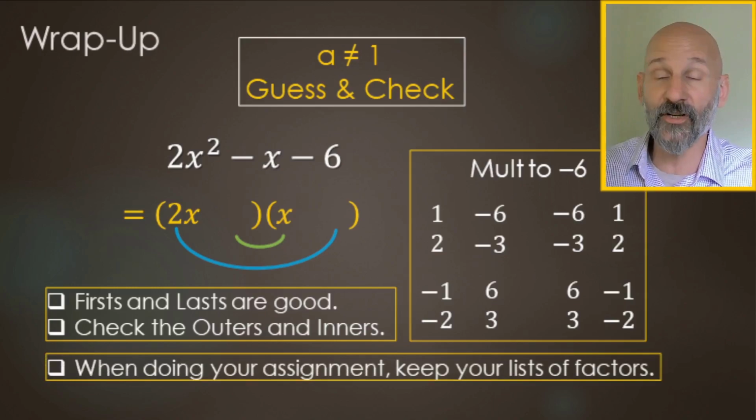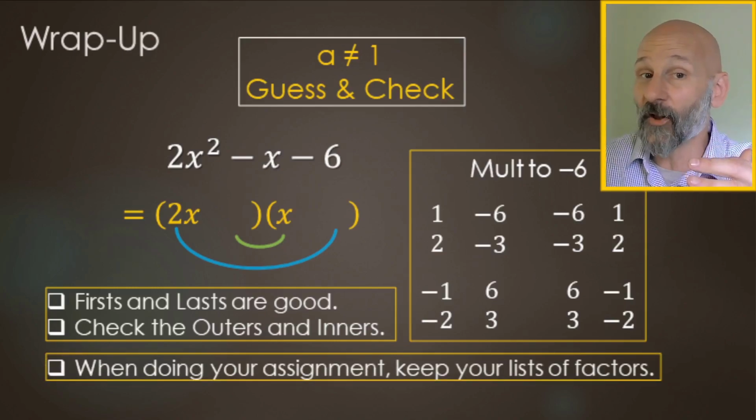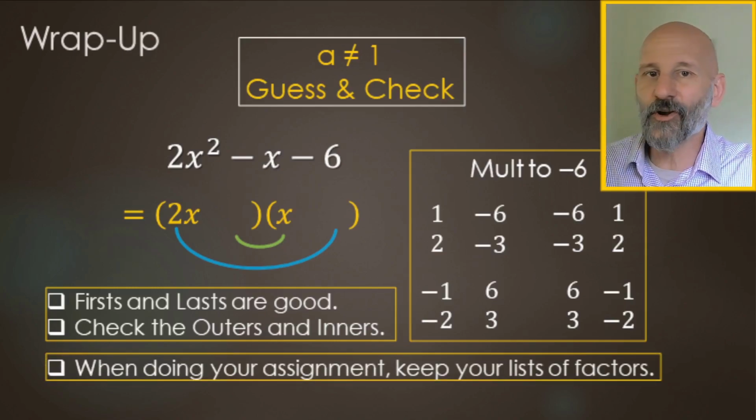My recommendation again, anytime you make a list of all of these factors, write them down in your notebook kind of neatly. So that way, next time you go through and have another -6 that you're going to be working on, you don't have to rewrite a list. So kind of keep a page of lists while you're doing the guess and check factoring.